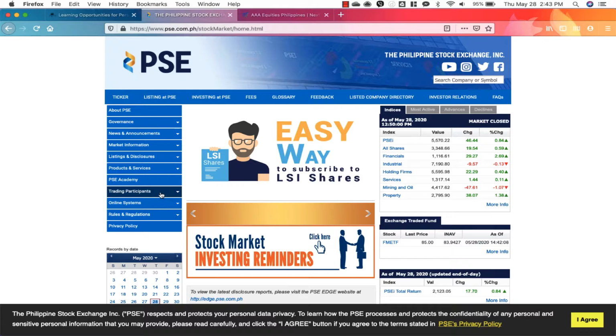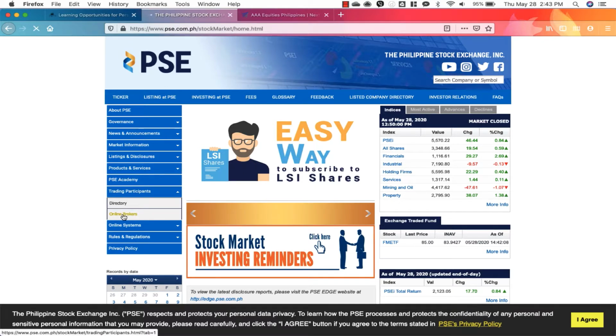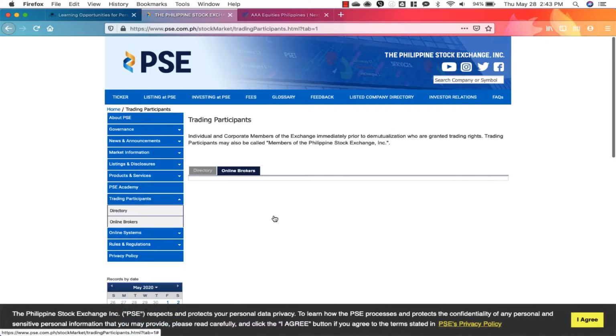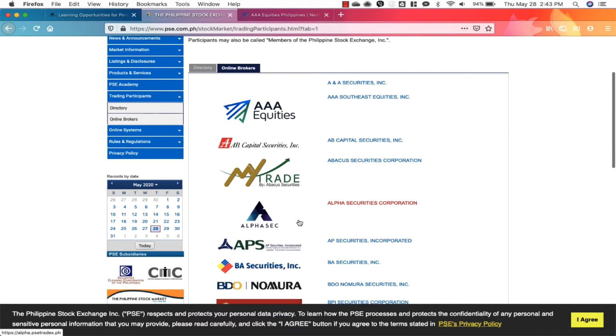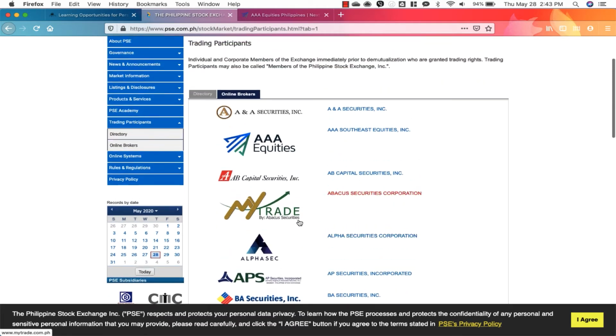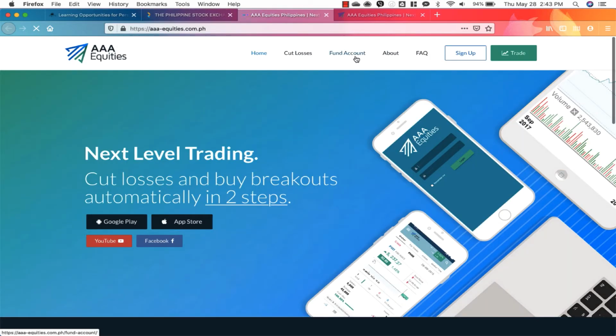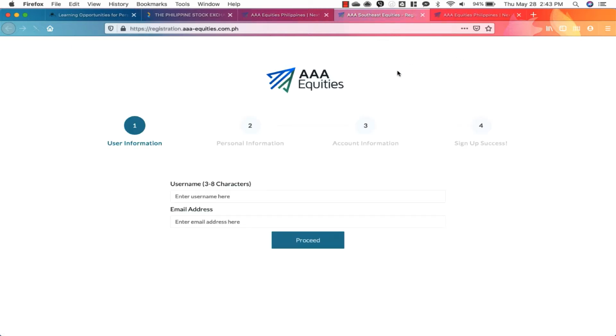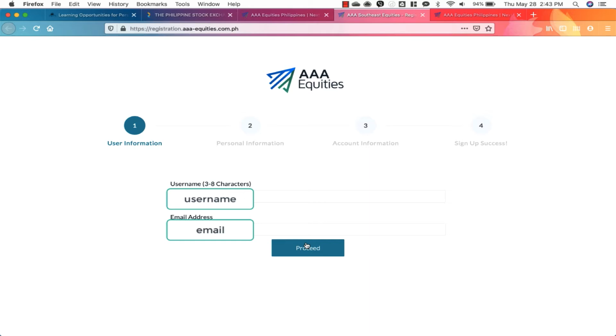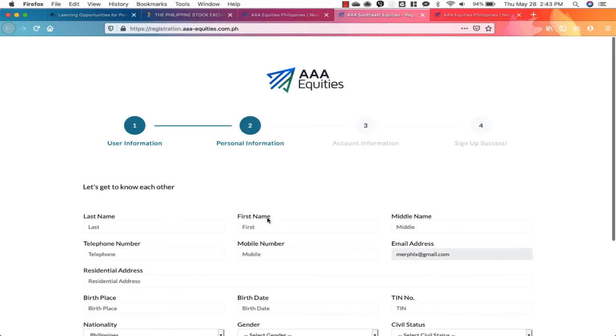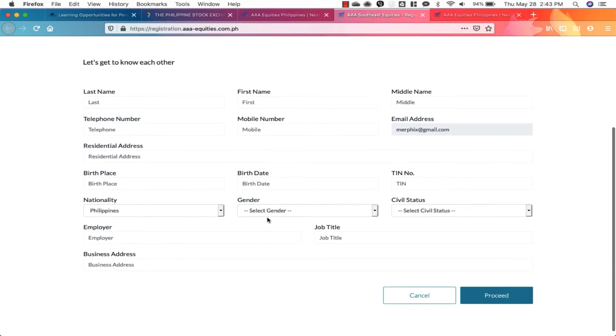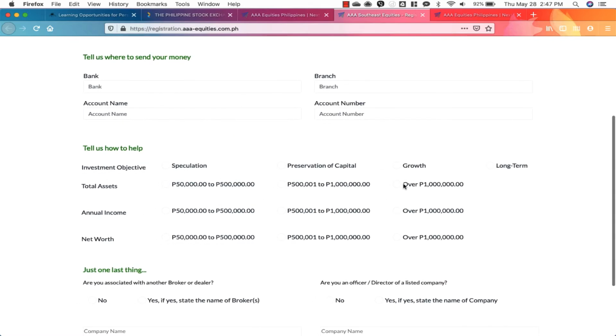On the PSE website, you go to the trading participants and you'll see their online brokers. From the online brokers, for now, let's select AAA Equities because that's something that I don't have yet, right? Once you go there, you'll see their sign up. Just click on sign up and input your user information, where you select your username and input your email address. Once you click on proceed, it will ask for your personal information and the source of your income on the next page.